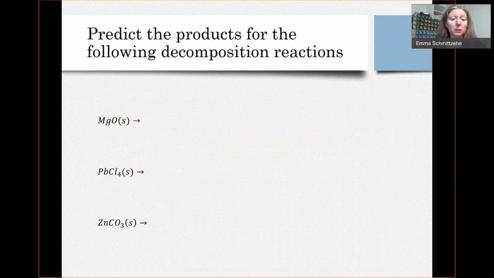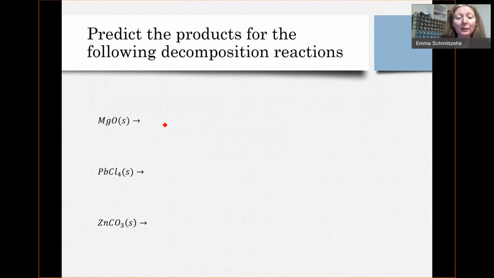We want to predict the products of these decomposition reactions, okay? And even if I didn't say it was a decomposition reaction, if I said predict the products of these reactions and you're just given one reactant, the only thing that could be happening is a decomposition. So there being only one reactant, that's a big hint. Now, the first one's just magnesium oxide, so it's only got magnesium and oxygen. So the only thing that can happen is it splits up into the elements. We can't form new compounds from that, because it's already a small compound.